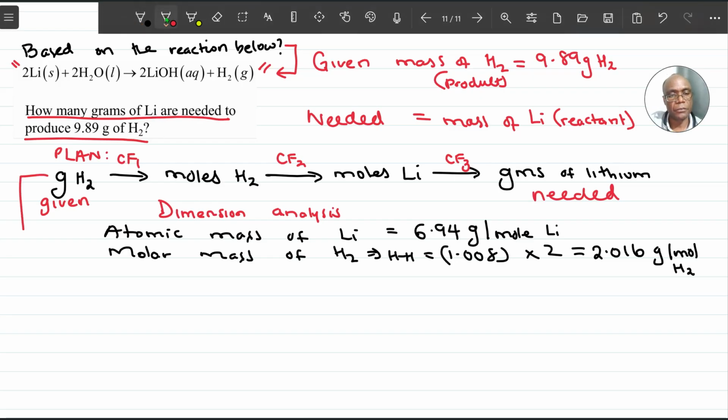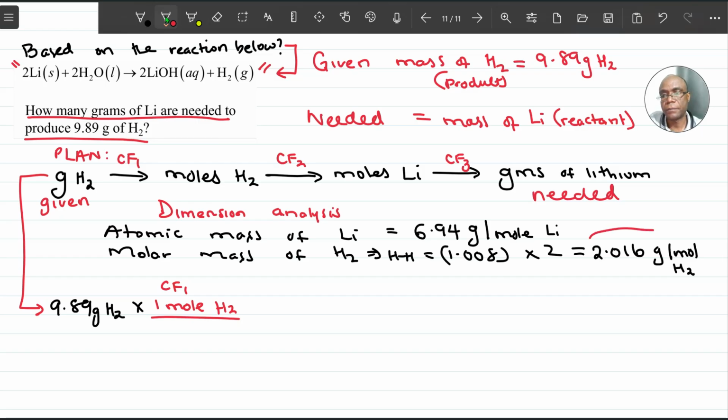And now back to our plan. The given mass of hydrogen gas produced is 9.89 grams of hydrogen gas. I need my first conversion factor, CF1. From grams to moles, I'll say the mole should be the numerator because that's where I'm going. We know the molar mass of hydrogen gas is 2.016 grams of H2. Doing so, this unit and this SI unit will cancel out. Our answer will read moles of hydrogen gas. But that's not what we need. We have to go up to grams of lithium.